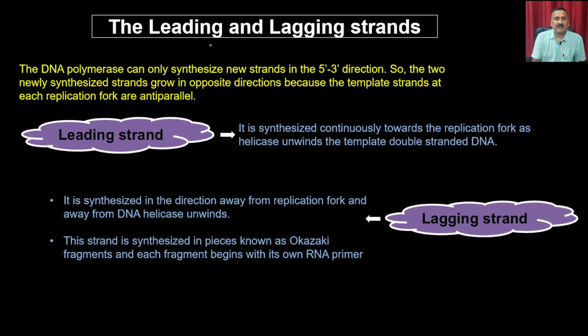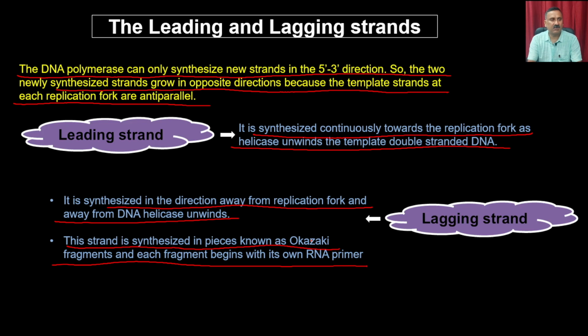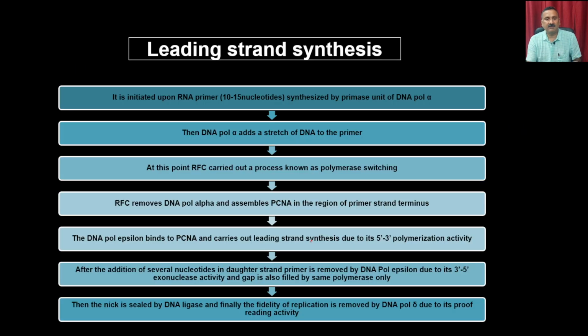The leading and the lagging strands: the DNA polymerase can only synthesize a new strand in the 5 prime to 3 prime direction, so the two newly synthesized strands grow in opposite directions because the template strands at each replication fork are anti-parallel. The leading strand is synthesized continuously toward the replication fork as helicase unwinds the template double stranded DNA. Whereas the lagging strand is synthesized in the direction away from the replication fork and away from the DNA helicase unwinding. This strand is synthesized in pieces known as Okazaki fragments, and each fragment begins with its own RNA primer. We have discussed all this when we were discussing the prokaryotic system. Then we have the leading strand synthesis.